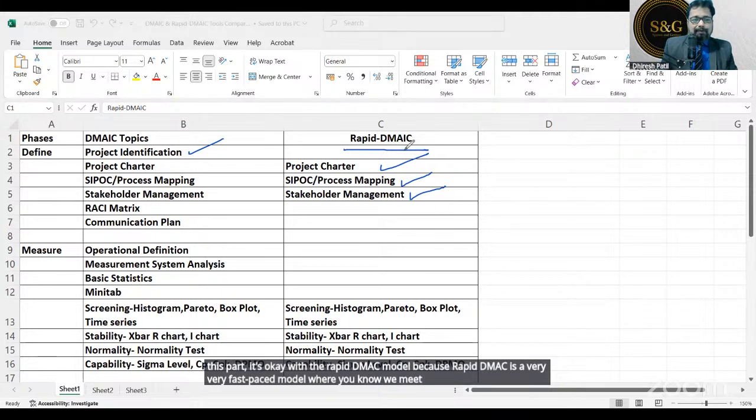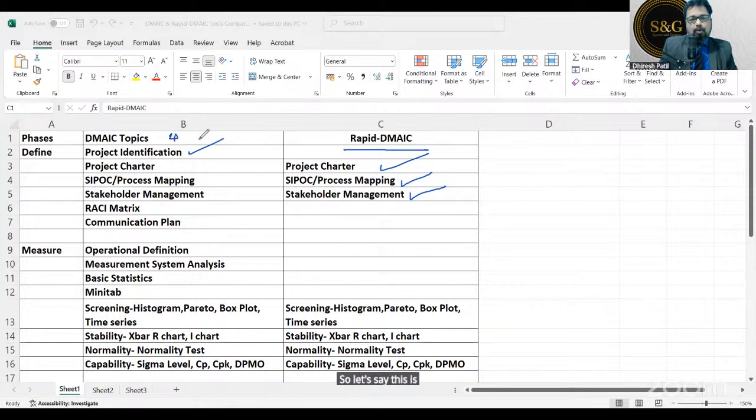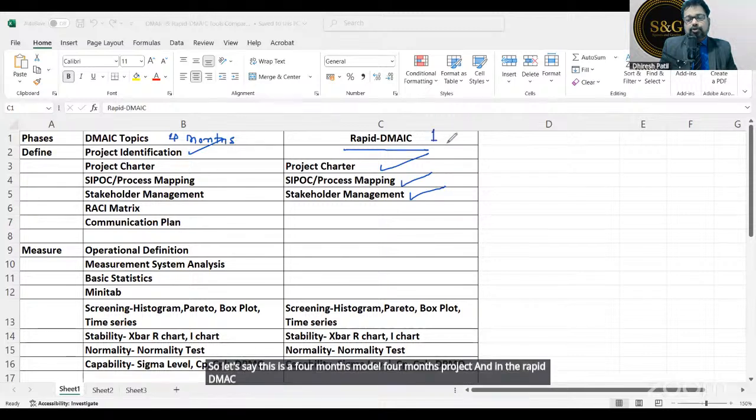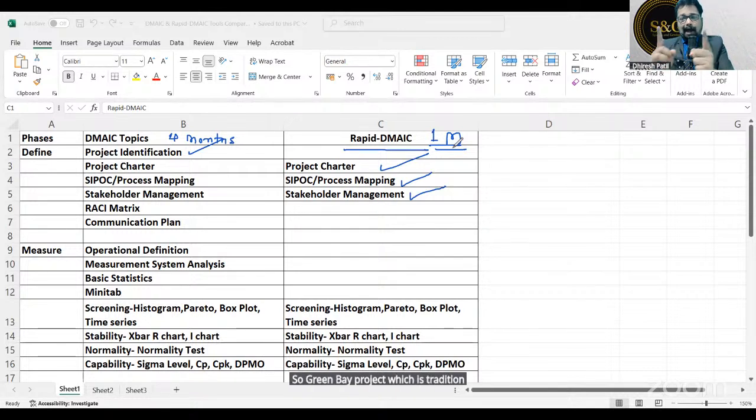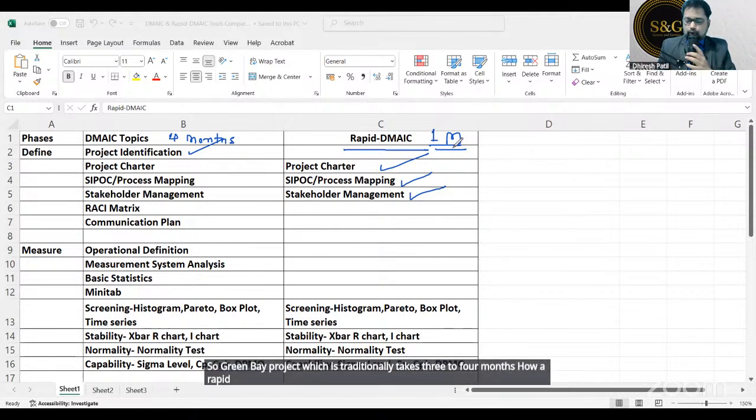Let's compare the timeline as well. Let's say this is a 4 month model, a 4 month project. And in the rapid DMAIC, we have to finish the project within 1 month. Okay. And a medium or complex level project, let's compare green belt only. A green belt project traditionally takes 3 to 4 months. How can a rapid DMAIC project convert that into a 1 month model?